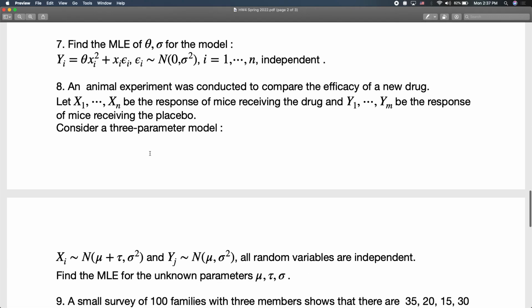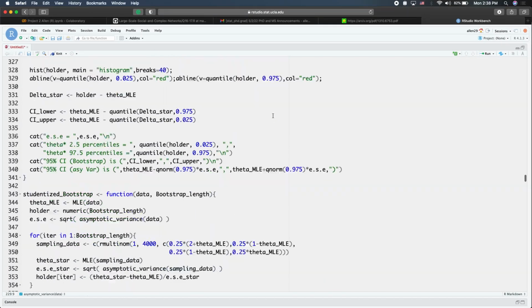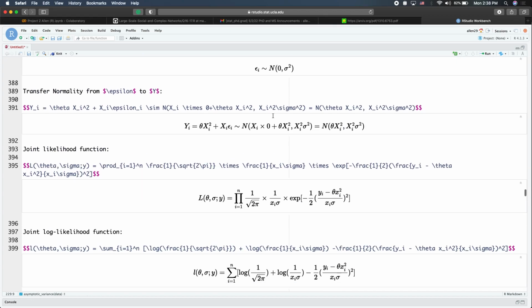And then for question 7, we have a linear model, and we need to find the MLE of both theta and sigma. So we have two unknowns here. yi is denoted as theta xi squared plus xi epsilon i, and epsilon i follows a normal distribution with mean 0 and variance sigma squared. And again, the independence assumption.